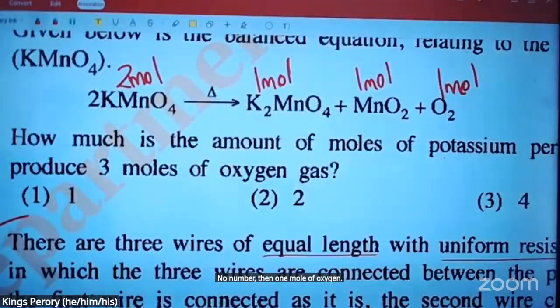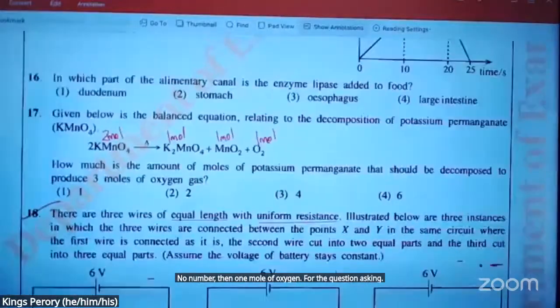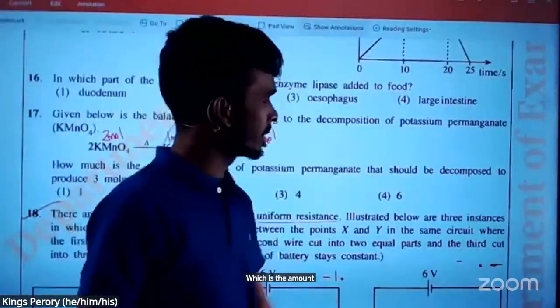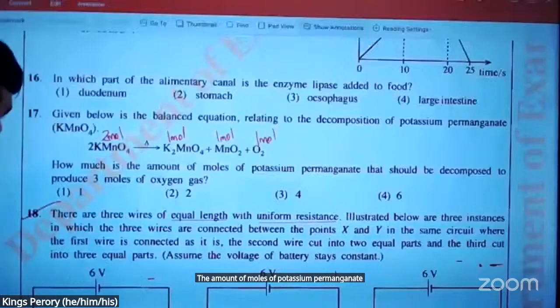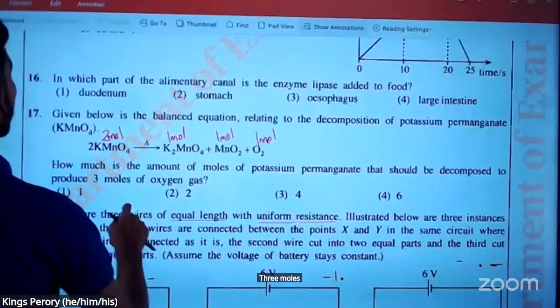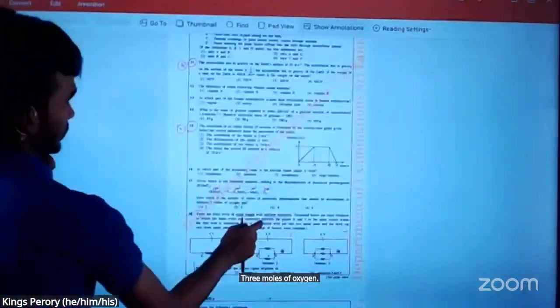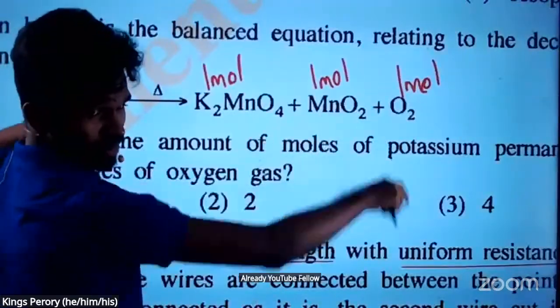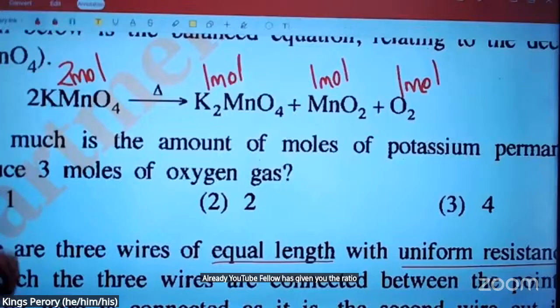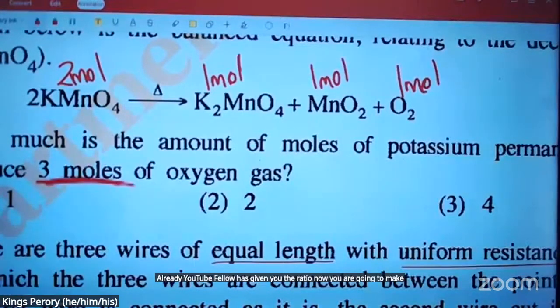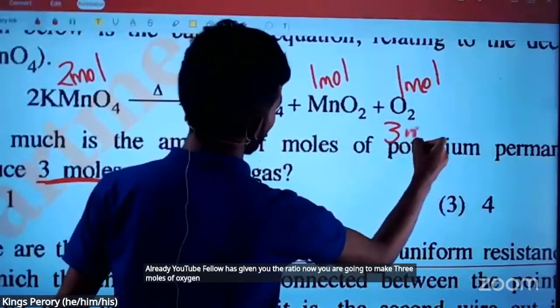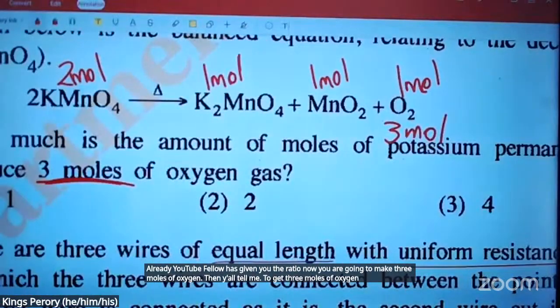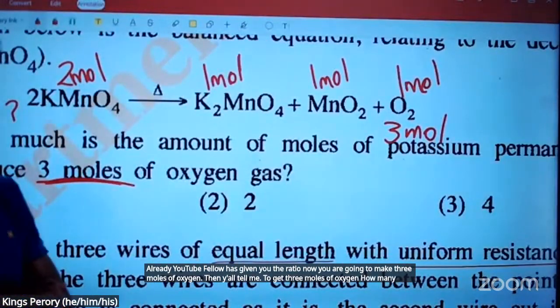What's the question asking? How many moles of potassium permanganate should be decomposed to produce 3 moles of oxygen? The equation has already given you the ratio. Now you are going to make 3 moles of oxygen. Tell me, to get 3 moles of oxygen, how many moles of potassium permanganate do you need?